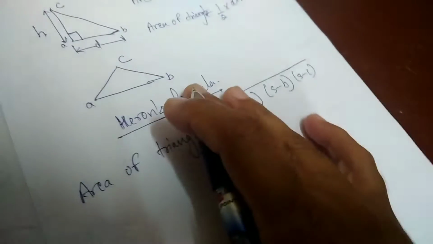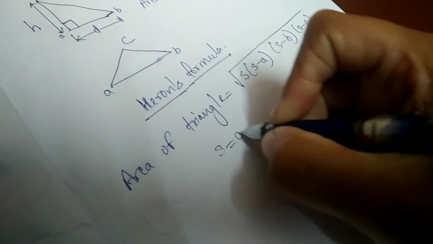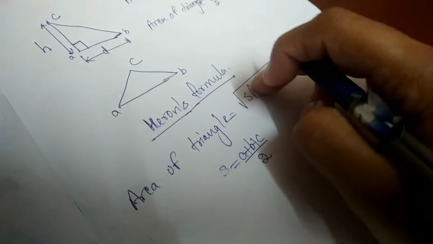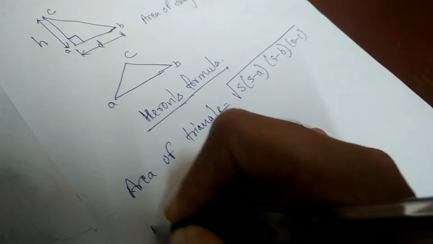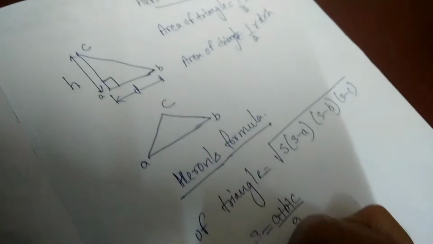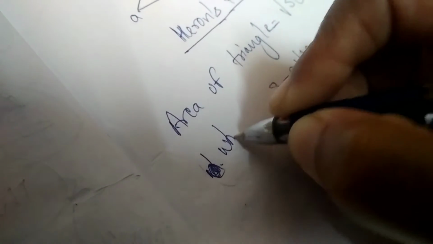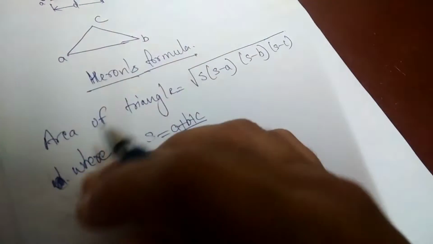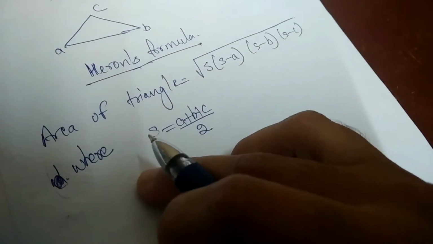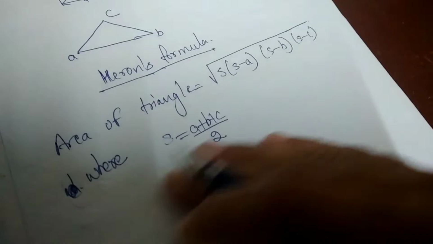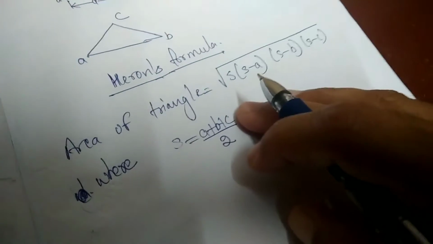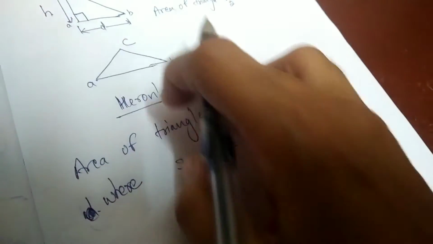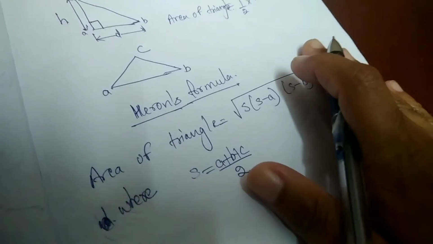Okay, so what is the value of S? You might have a doubt. It is A plus B plus C by 2. So when you are writing Heron's formula, you have to write where S is equal to A plus B plus C by 2. So now you know the value of S, and what S is? S is the semi-perimeter, that is half of the perimeter. That is what S is. And A, B and C are the sides of the triangle. Okay, this is as simple as possible.